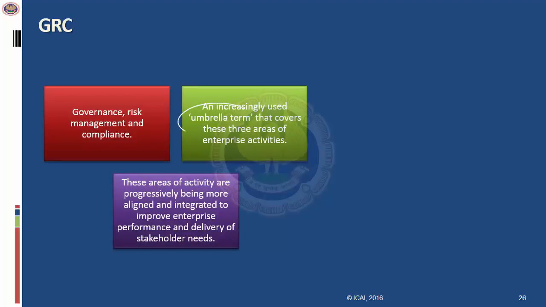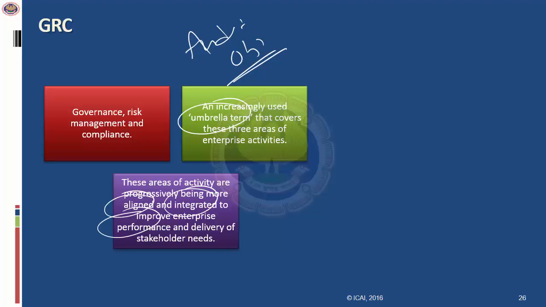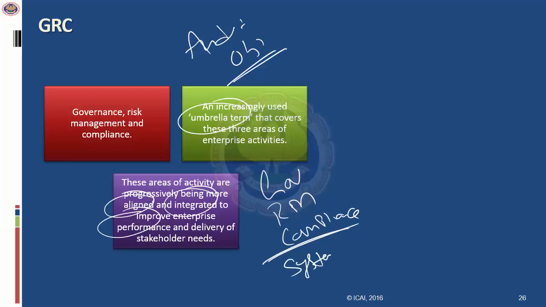So when you look at GRC, you know what GRC is all about. This is a generic umbrella term, and it is used because you're looking primarily at alignment and integration to improve performance and deliver stakeholder value. This is the audit objective. So what is the audit objective in GRC? One of the audit objectives is looking at governance mechanisms within the enterprise, how risk management is being done, and also how compliance is being taken care of. So here we are looking not just at the details, but at the systems and processes which are in place in the organization.